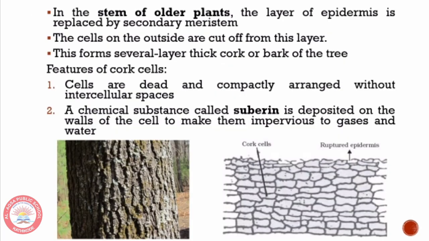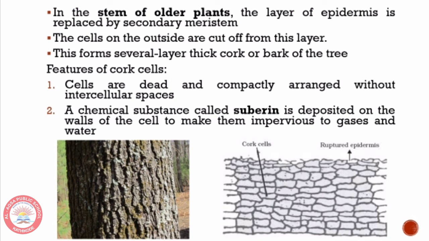Now, as the plants get older, the outer layer of epidermis in the stem of the plant is replaced by secondary meristem. The cells which are later formed on the outside are cut off from this layer. This forms several layer thick cork or bark of the tree. Look at the picture on the left side to know what is the bark of a tree.